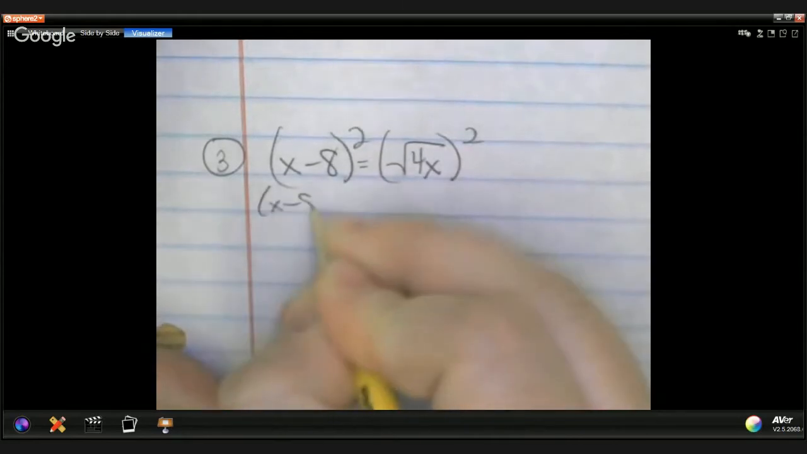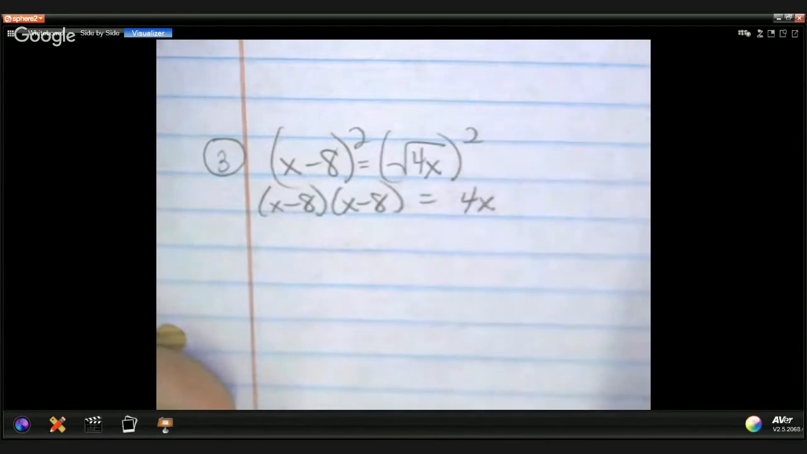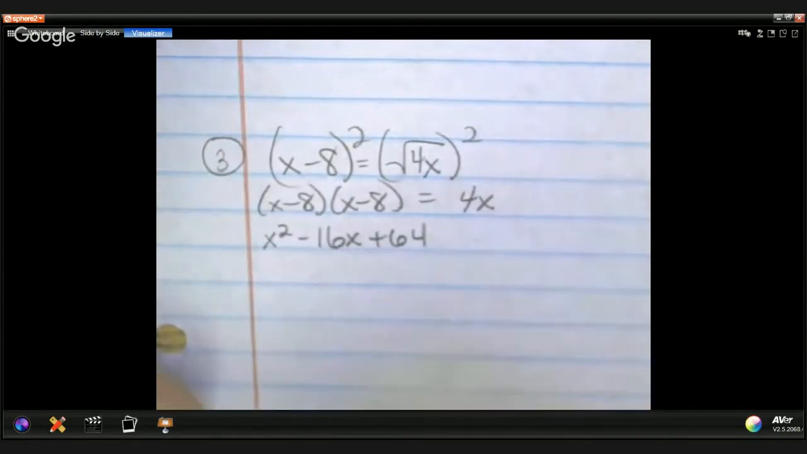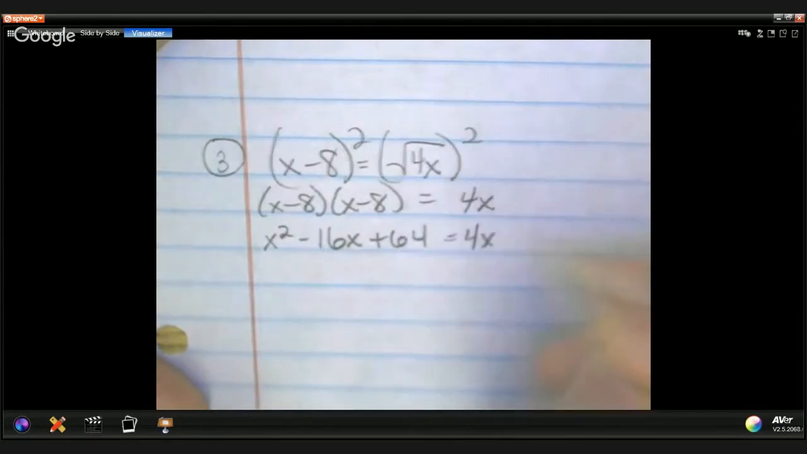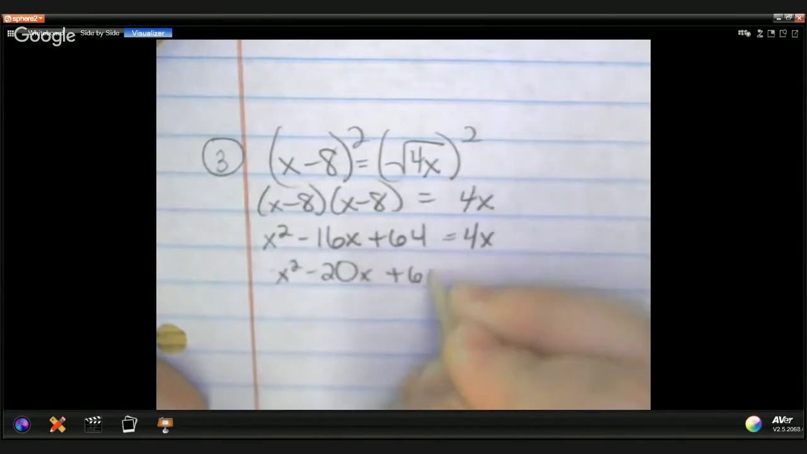So you should have x minus 8 squared equals 4x. So x squared minus 16x plus 64. We've done a lot of these. You should be used to these. A negative 8x and a negative 8x gives a negative 16x. And now I'm going to subtract 4x, so I get negative 20x plus 64.